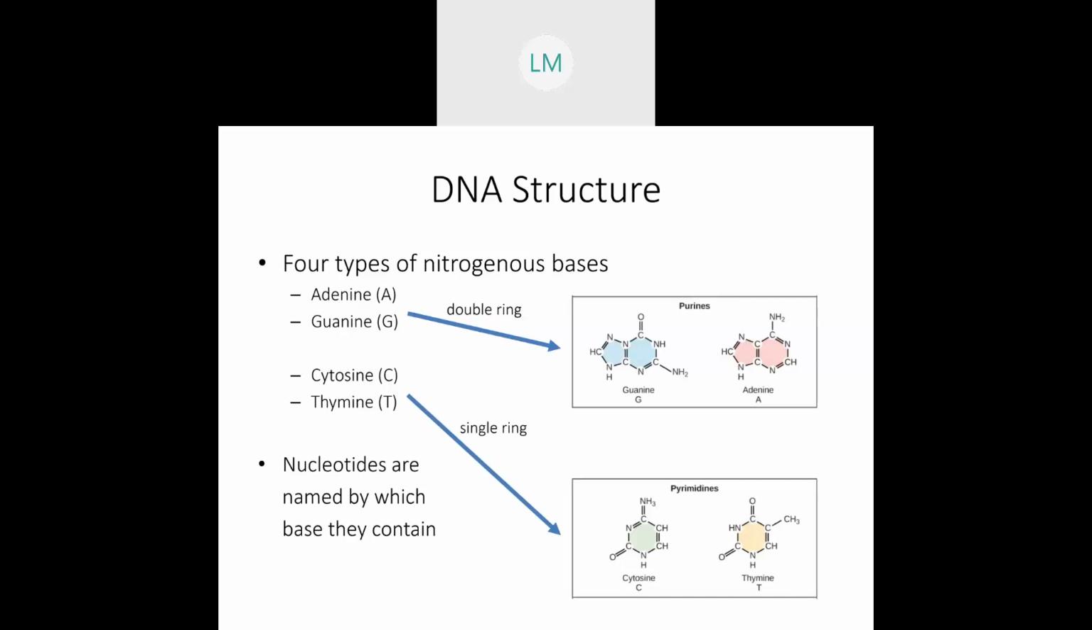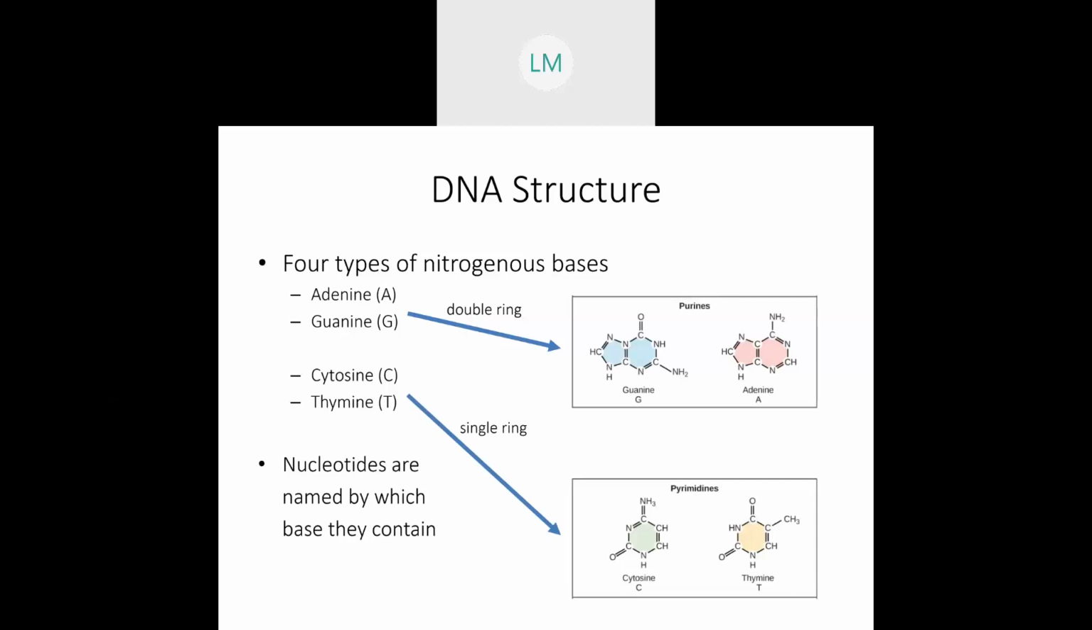We want it to be like a ladder, where each rung of the ladder needs to be the same length. If there was a rung of the ladder that was shorter or a rung that was longer, that would make for a very strange ladder, right? So we want those to all be the same length. So our double rings are always going to be pairing with our single rings.